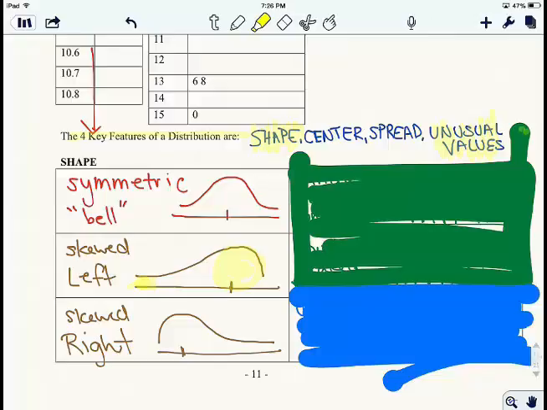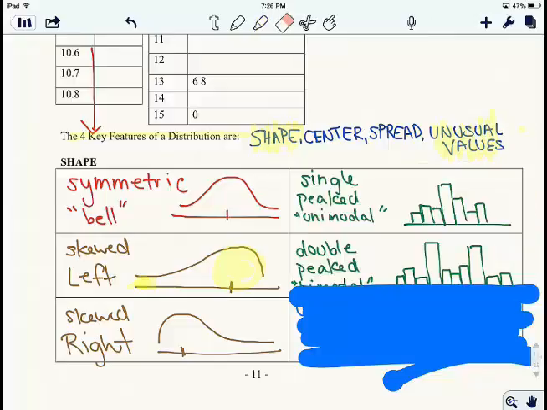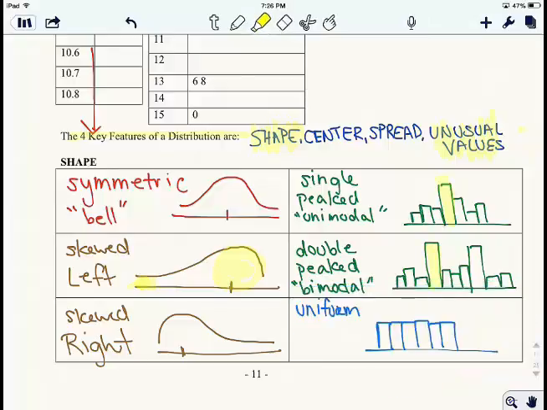We also have single peaked or unimodal, which means one bin of data that has the most data in it, or double peaked or bimodal, where we have 2 bins of data that are about the same and they're both the highest, or uniform, where most of the data is the same.